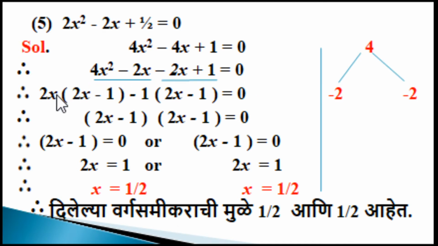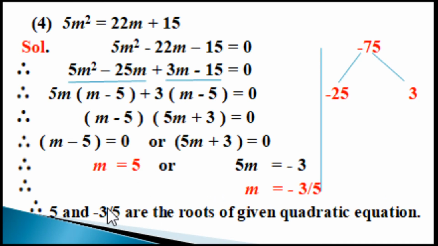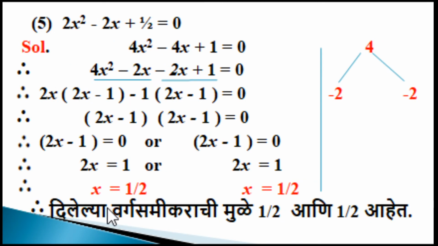Here common is 2x, and 2x minus 1 remains in the bracket. Here common is minus 1, so 2x minus 1 in the other bracket. So 2x minus 1 in one bracket, 2x minus 1 in another bracket. So 2x minus 1 is equal to 0, 2x is equal to 1 and x is equal to 1 upon 2. Similarly here, the same thing. It should be like this. By mistake it has come in Marathi. So here the roots are 1 upon 2 and 1 upon 2.